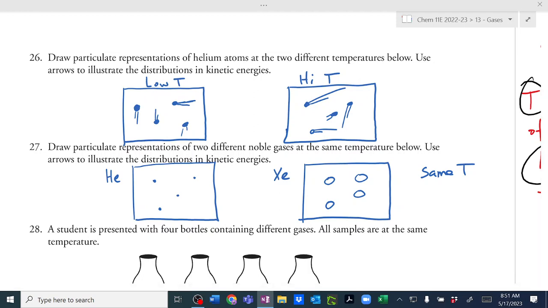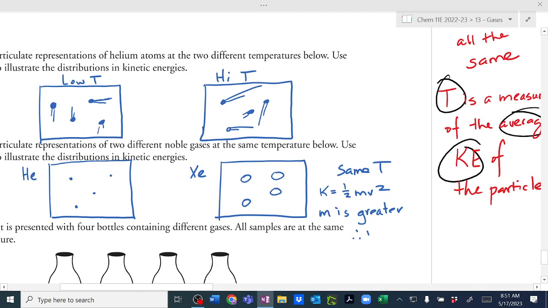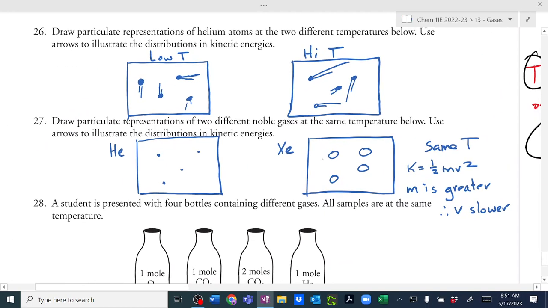Xenon's going to travel slower because kinetic energy is 1/2 mv squared. M is greater, therefore the velocity is slower. But helium, the m is smaller, therefore the velocity is greater.